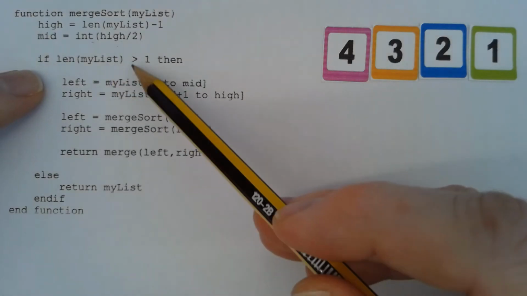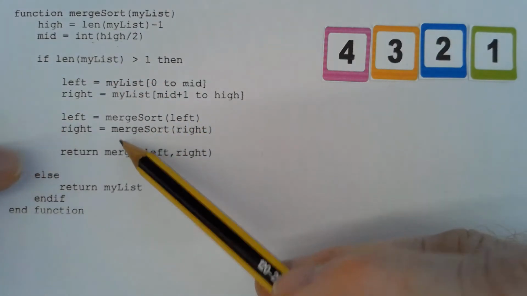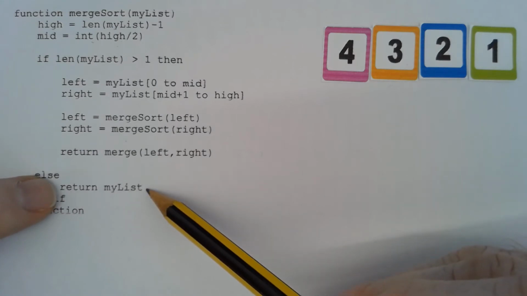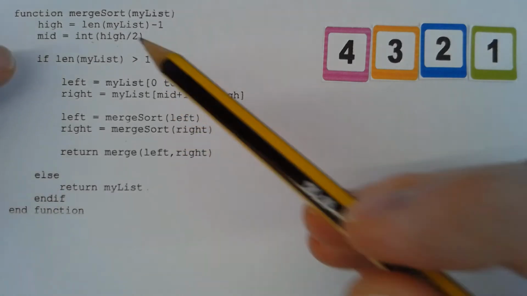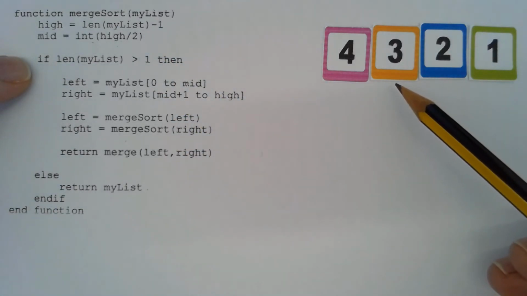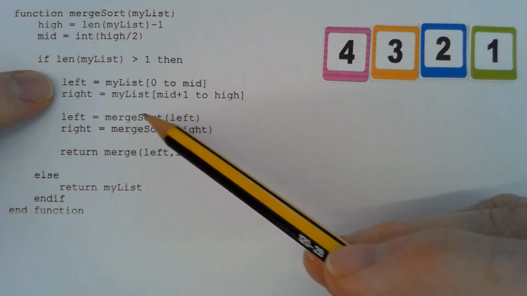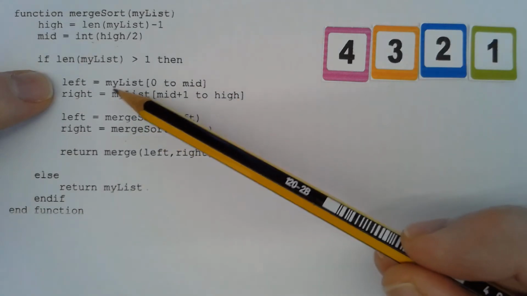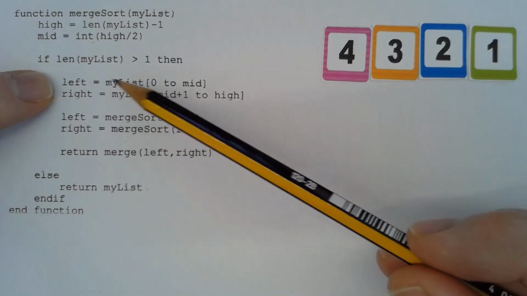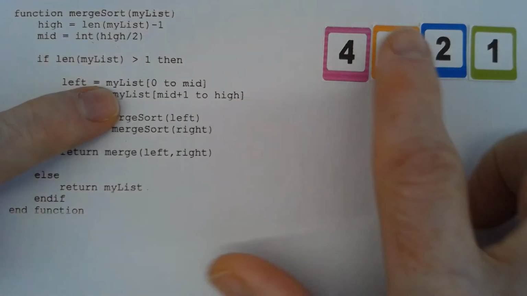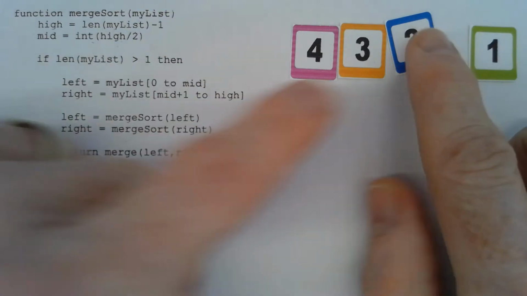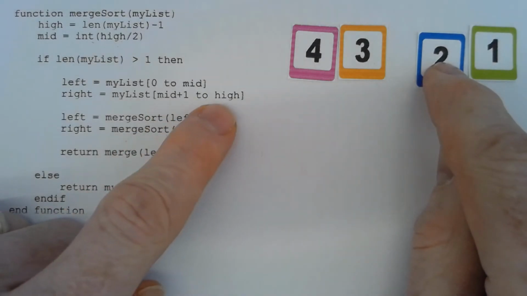Now if the length of the list is greater than 1, it needs to be sorted, otherwise it is returned, because if the list has only got one element, it's already sorted. Now in this case the length of the list is greater than 1, so we'll go to sort it. The first thing that happens is that the left list is defined, which is my list 0 to mid, or 0 to 1. So that is the left list, and the right hand side is defined as mid plus 1, which is 2, to high, which is 3.